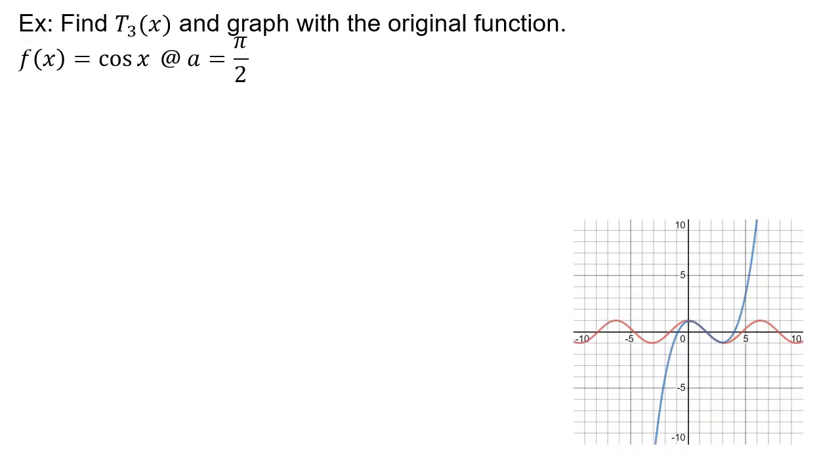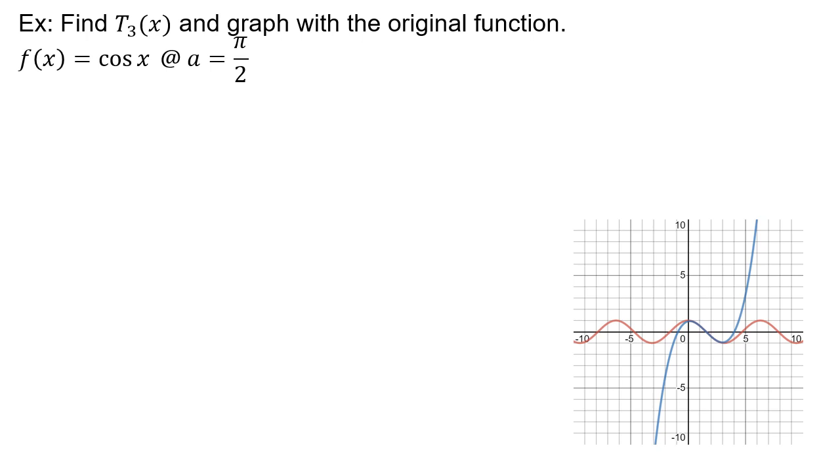So let's do another one. Let's just go to a 3rd degree polynomial with the original function cosine x. But this time we're going to center it at pi over 2 instead of centering it at 0. Technically, the last one, since it was centered at 0, was a Maclaurin series. This is going to be a true Taylor series since it's centered at pi over 2 instead of at 0.